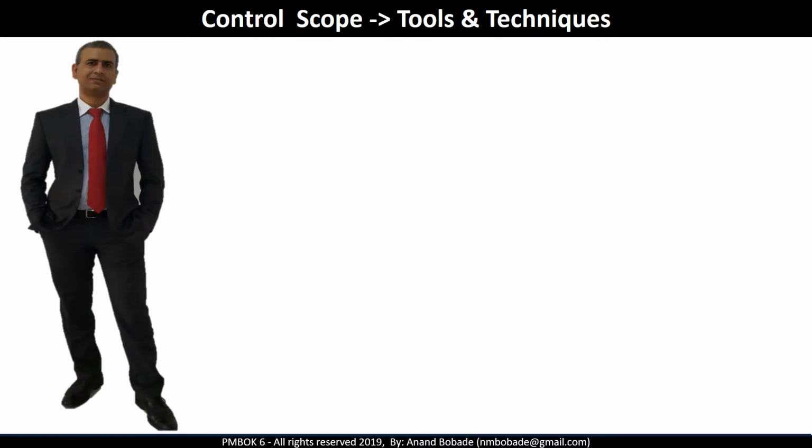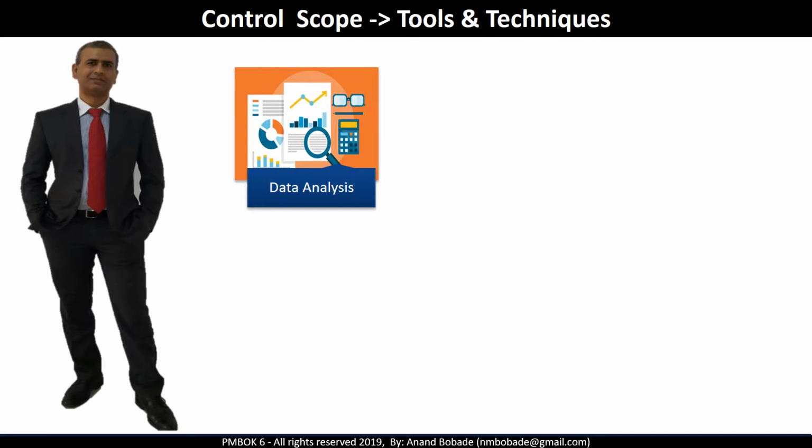Let's talk about tools and techniques. A project manager has to focus on two areas for monitoring and controlling of the project scope. The project manager will monitor what the approved plan is and whether the project is going according to the plan. And under controlling, the project manager will check if there are any delays and, if yes, how we can get the project back on track.